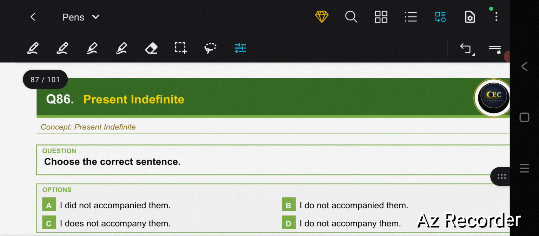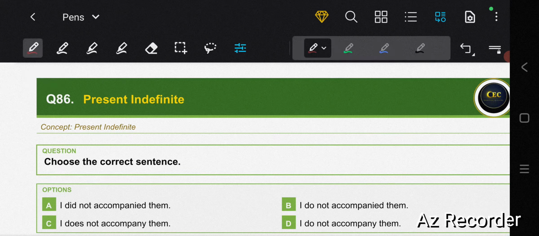Now the next question, present indefinite. Choose the correct sentence. I do not accompany them. Can this be correct? Present indefinite. So there is did, there is accompanied, totally incorrect. I do not accompany them. There is do, but there is V3 or V2. This one is also incorrect. I doesn't. How can it be doesn't? Because there is the subject I. So this one is also incorrect. I do not accompany them. This one is the appropriate one for the question.